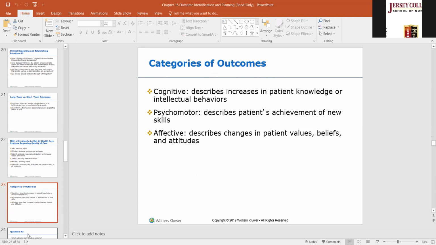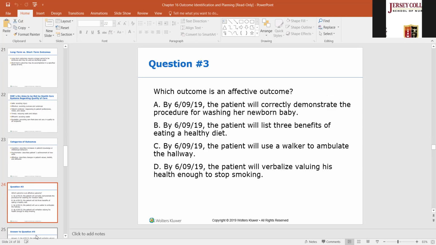All right, cognitive: this is what a patient knows, what they can learn, what they understand. Psychomotor is movement. So if I'm walking someone to the bathroom, I'm engaging them in psychomotor skills. If I'm teaching them how to wash their hands, I'm engaging them in cognitive skills. If they're actually washing their hands, then it could be psychomotor. Affective: this is changes in their value, their belief, or their attitude. If they don't value what I'm doing or it's not part of their culture, then they may not do it or may not engage because they're not going to believe in it.